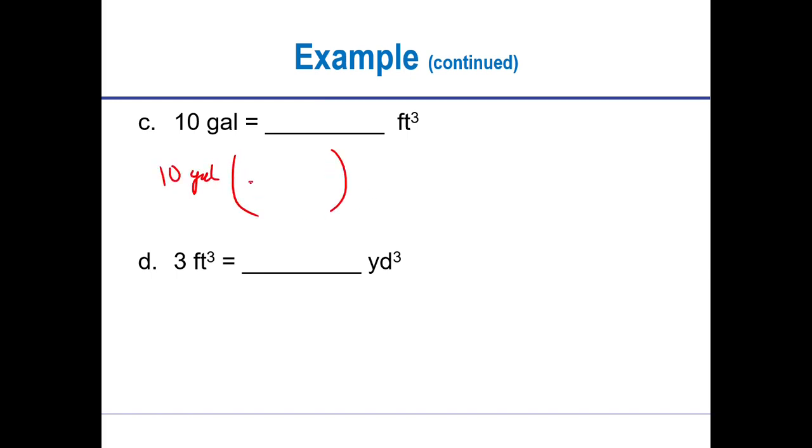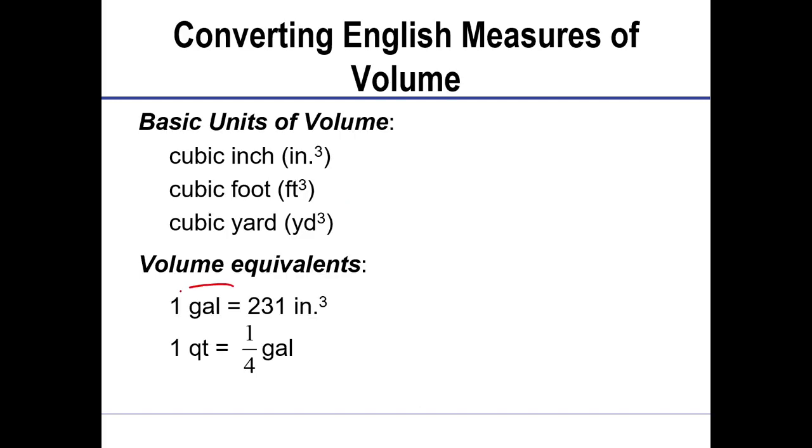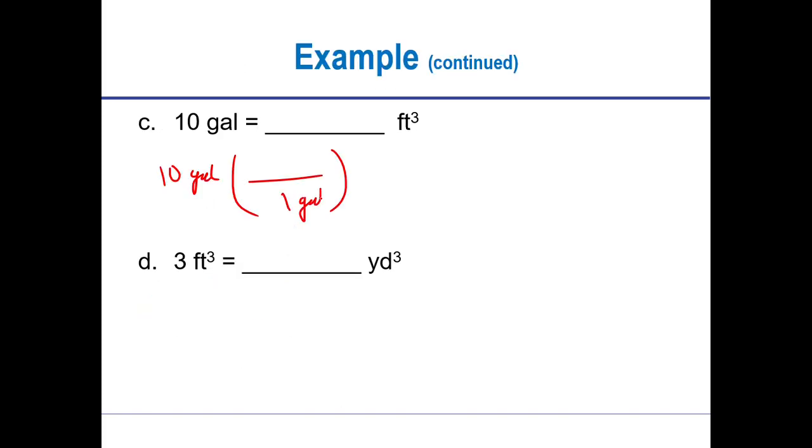Example, I want to convert 10 gallons to cubic feet, so we'll start with 10 gallons and multiply it by a unit fraction. We'll go to our chart to pick our unit fraction. I know 1 gallon is equivalent to 231 cubic inches. I need 1 gallon to be on the bottom, and 231 cubic inches will be on the top.